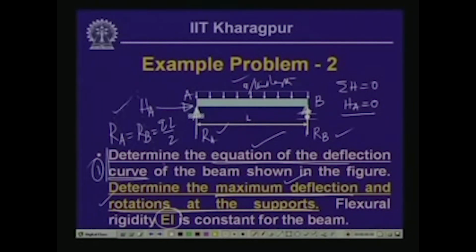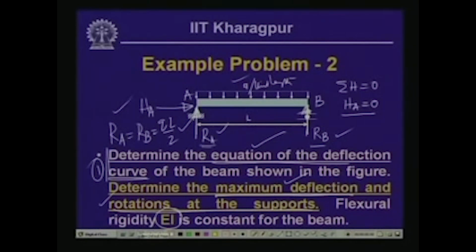Now, this we can compute from R A plus R B equals total load Q L, and if we take the moment of all the forces with respect to one of the supports, you get the value of R A, and then you can compute from the vertical equilibrium the value of R B, and you will get the value of R A and R B as equal to Q L by 2.